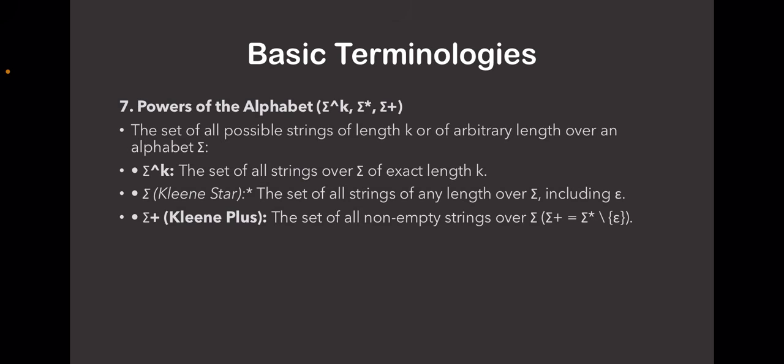Now the alphabet with the Kleene star is the set of all strings of all lengths over the alphabet, including epsilon, the empty string. So here it can include nothing at all. And the alphabet with the Kleene plus is the set of all non-empty strings over the alphabet.